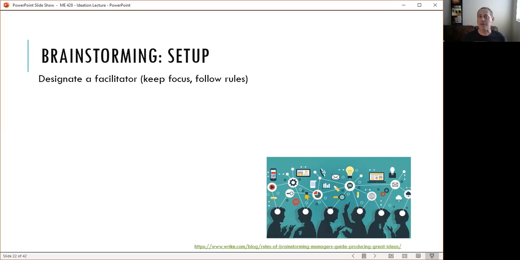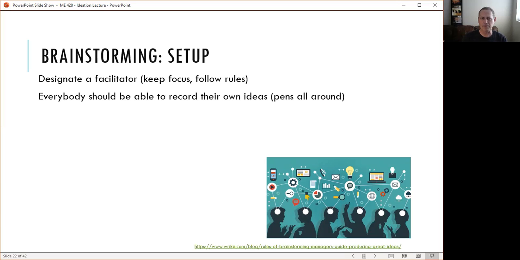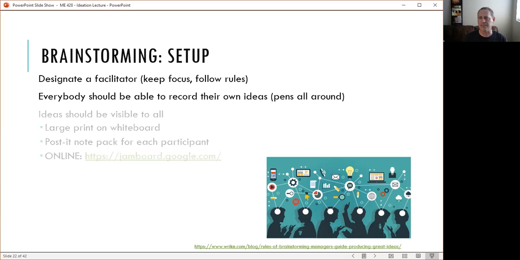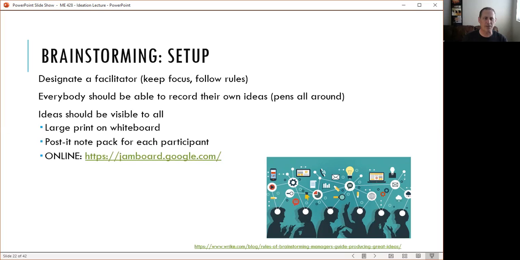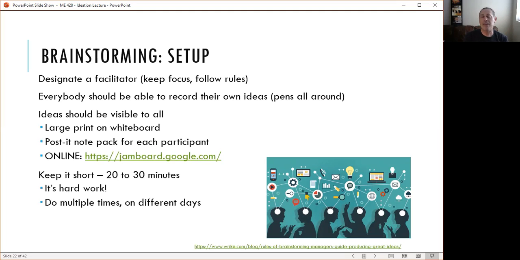Anyway, how do you set up? So one thing I recommend is have a facilitator, someone who's focused on those rules, and have it be someone who can gently nudge people to follow them. You don't want a strict rule follower to be your facilitator, because that's not going to work well either. Make sure everyone can record their own ideas. As I saw in that 234 study, that was really helpful. Make sure the ideas, when they're generated, are visible to everyone. So everyone writes with large print on a whiteboard, or everybody has a post-it note pack, or if you're online, use Google Jamboard or even Google Docs where you can type in the ideas, but everyone sees everyone's ideas. That's really important.